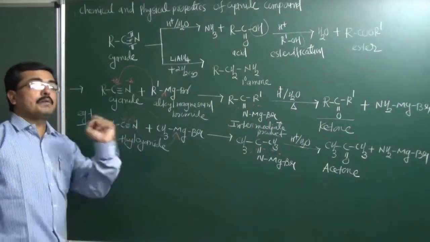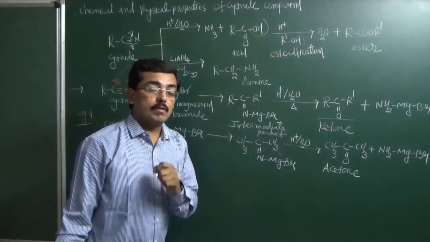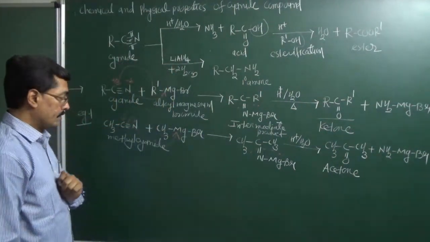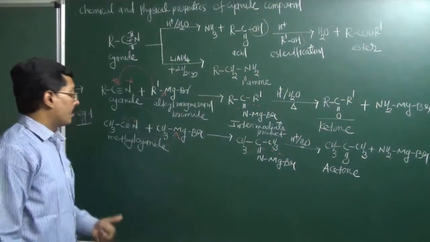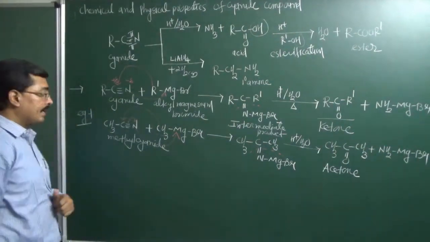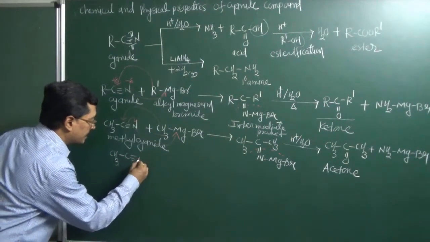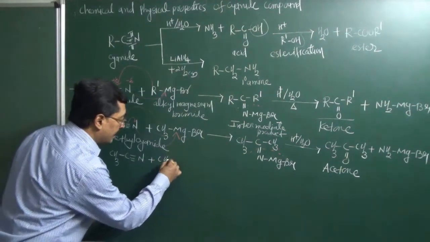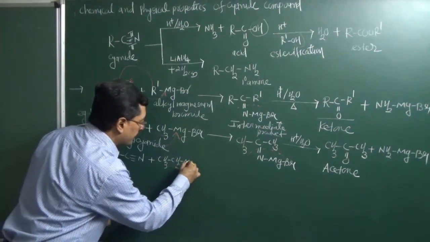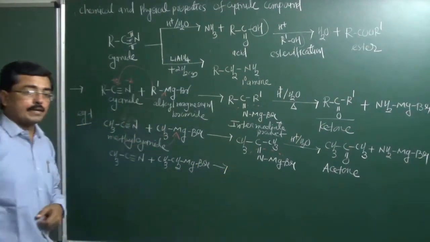So by using this method, suppose we want to prepare 2-butanone, then what do we have to do? We have two different ways. Either we can take ethyl here, or we can take ethyl cyanide. Suppose I have taken the same structure, no change, methyl cyanide. It is allowed to react with ethyl magnesium bromide. Then what will be the product, our intermediate structure?